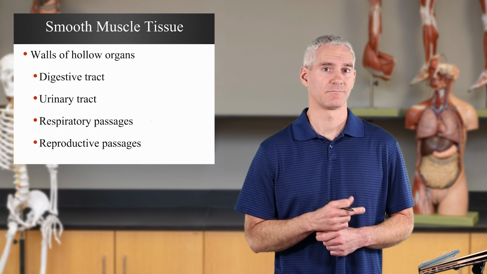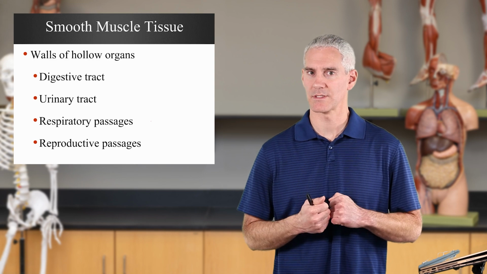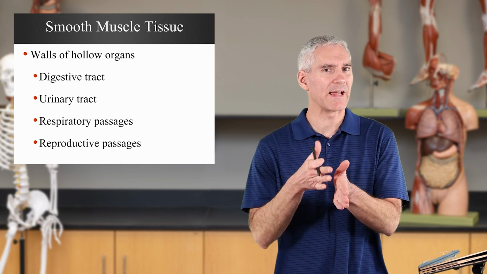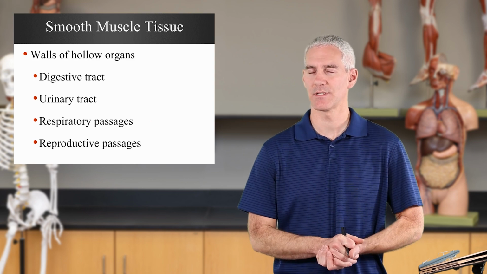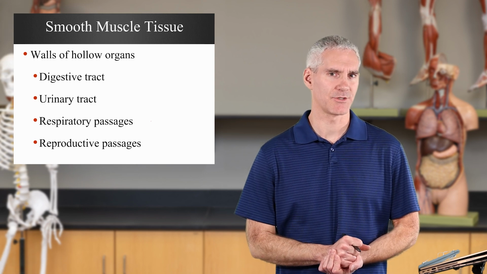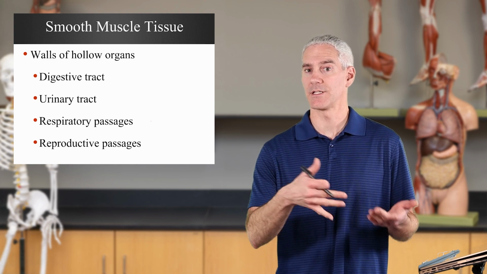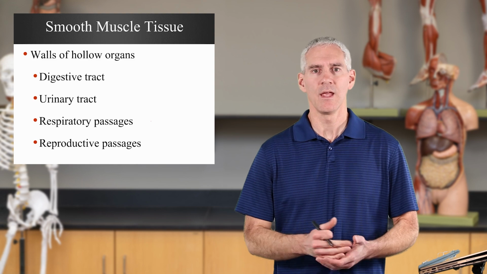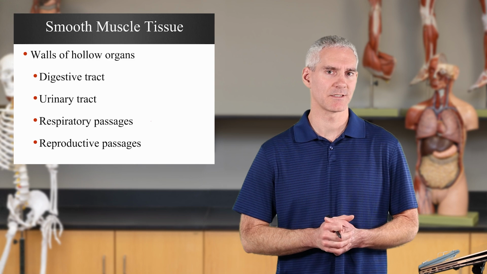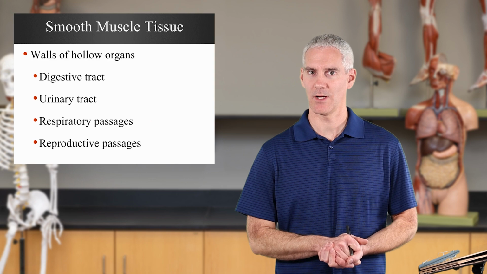Respiratory passages, thinking about heading down the trachea, to the bronchi, the bronchioles, and those smaller tubes. Smooth muscle helps control the amount of airflow into each individual section, into each individual area. And reproductive passages. Can think in the female system, looking at the uterine tubes heading to the uterus, and the uterus itself. In the male system, you're looking at the different ducts heading from the testes up into the system. So you do have smooth muscle found throughout the reproductive system as well.